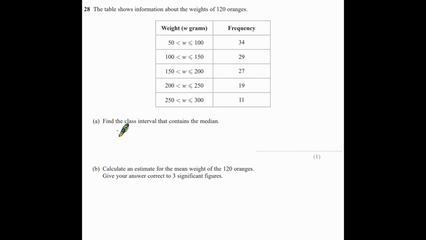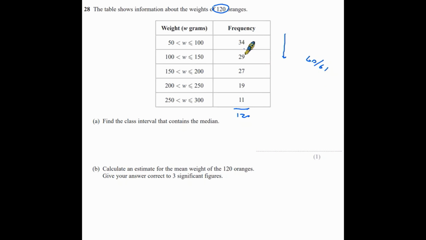It says, part A, find the class interval that contains the median. Well, the nice thing about grouped data is these weights are kind of in order. They're certainly in order as far as the grouped data is concerned. So we need to find out how many there are altogether and find the middle one. We already know that there are 120 oranges, so we need to start at the beginning and find the median, which is going to be between the 60th and the 61st orange. So what box does that fall in?